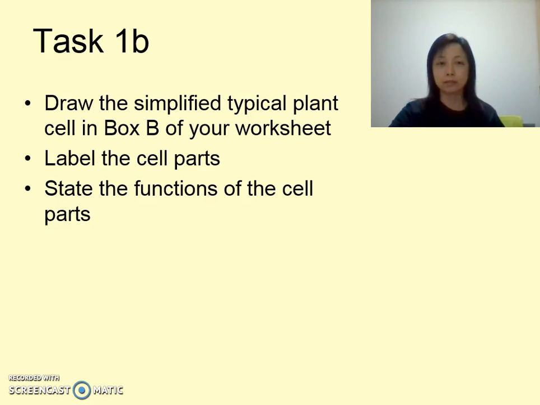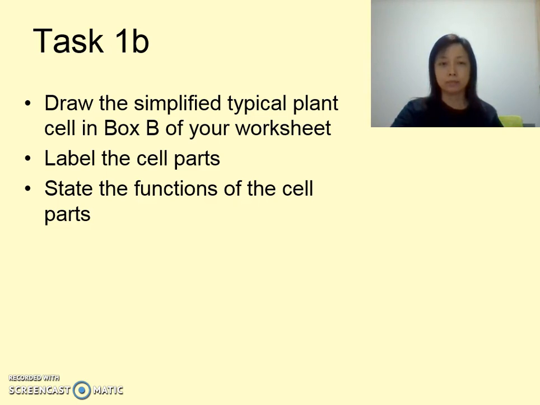Your next task. Under box A, you will find box B. Draw the simplified typical cell of the plant using pencil. Then you will label the cell parts. Do you know which cell parts you're supposed to label? After that, state the functions. Just like the animal cell, you may choose to write the functions under the cell parts themselves or draw a table to write it in.